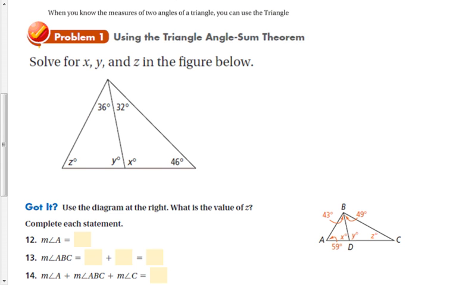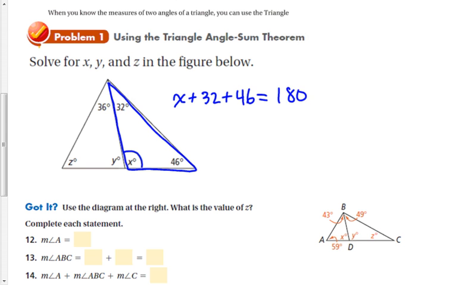And there's a couple ways you could go about it. You could first try and look for the ones that are missing the least amount. Like maybe let's find this x first in this triangle. So we have x plus 32 plus 46 is equal to 180, by the triangle angle sum theorem. And 32 plus 46 is 78. So let's just subtract 78 from both sides. We get x is 102.